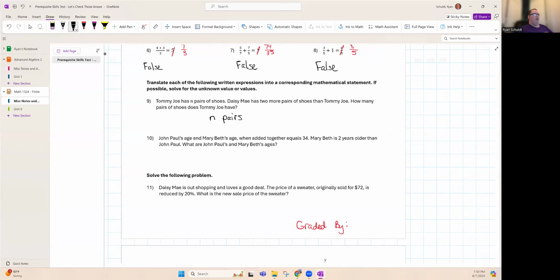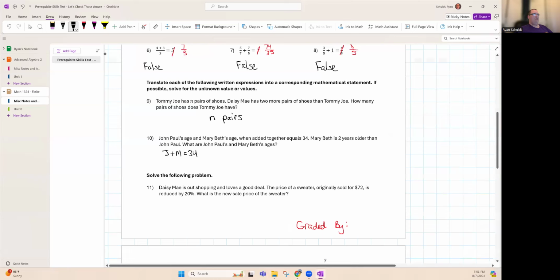So, number 10, John Paul's age and Mary Beth's age, when added together, equals 34. So J plus M is 34. They also want us to write an equation or expression. Mary Beth is 2 years older than John Paul. So Mary Beth is John Paul's age plus 2. What are their ages? John Paul is 16. Mary Beth is 18.